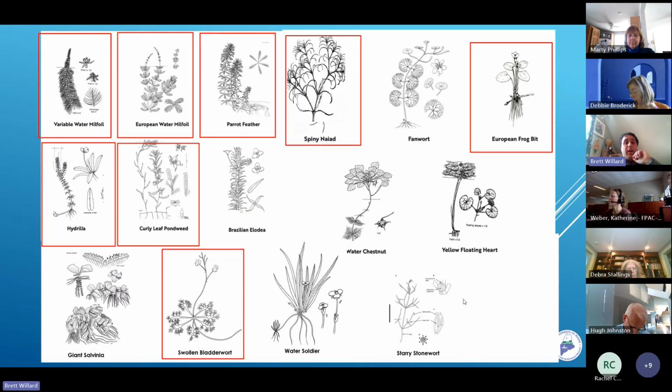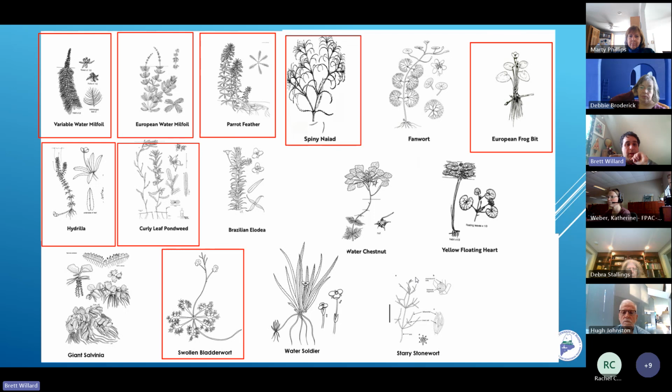So there are now 15 plants on Maine's state watch list. The ones that are in the red boxes are the ones that are currently confirmed in Maine. This includes variable water milfoil, European water milfoil, parrot feather, which is a type of milfoil, spiny or brittle naiad, European frogbit, hydrilla, curly leaf pondweed, and swollen bladderwort.